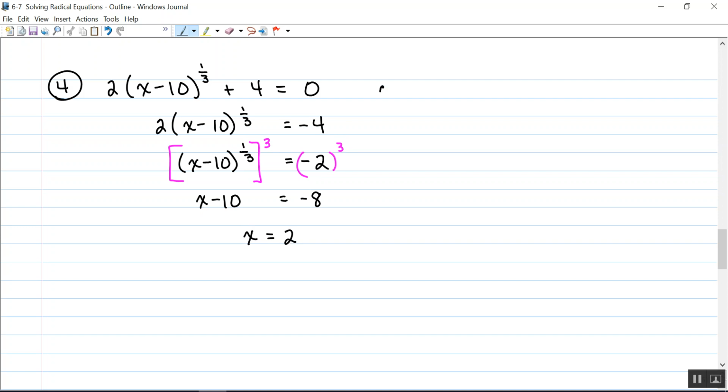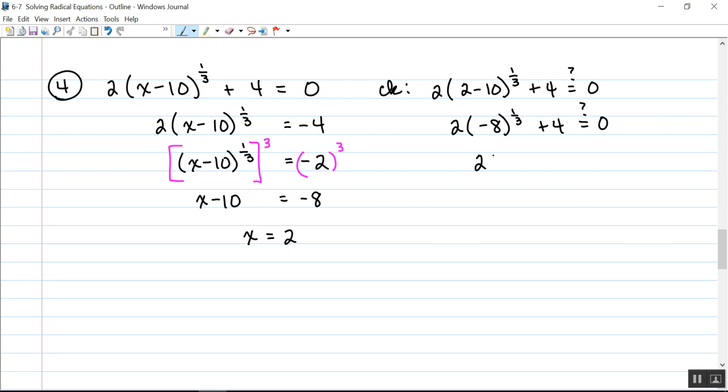So let's go ahead and check that. Is 2 times (2 minus 10) to the 1/3 power plus 4 equal to 0? Is 2 times -8 to the 1/3 power plus 4 equal to 0? Now remember, to the 1/3 power means the cube root. So the cube root of -8 is -2. I know this seems a little tedious, but we need to show all the steps here. So yes, indeed, -4 plus 4 is equal to 0. It does check, so x is equal to 2.